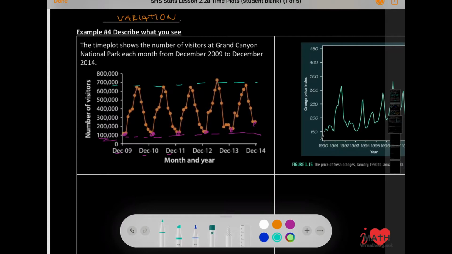So we can say during the winter months, less people, or on average, less people are visiting the Grand Canyon National Park. Okay?